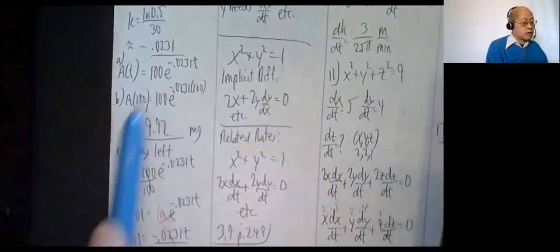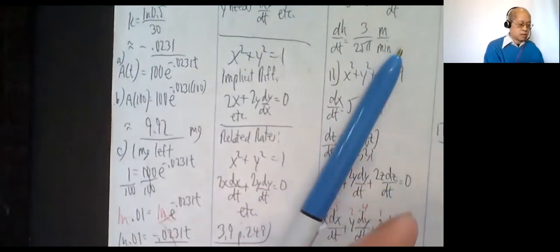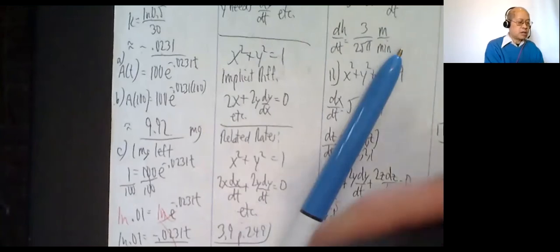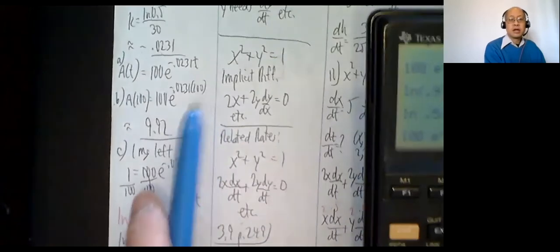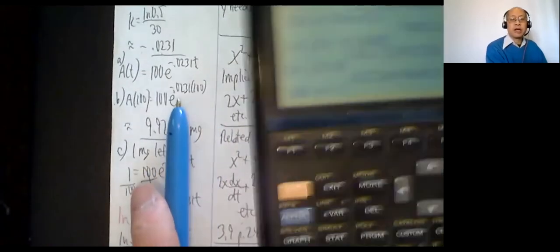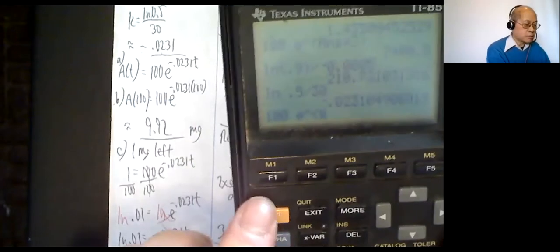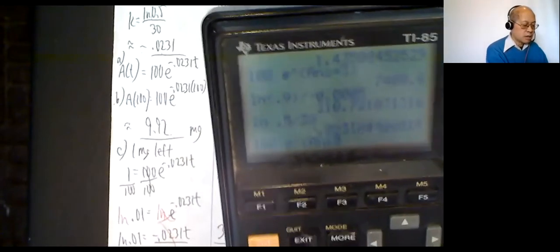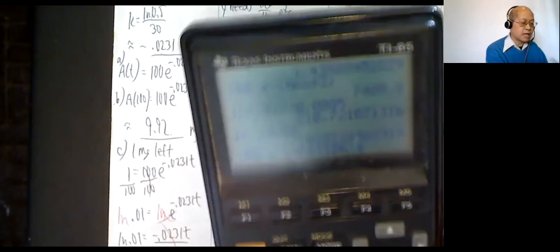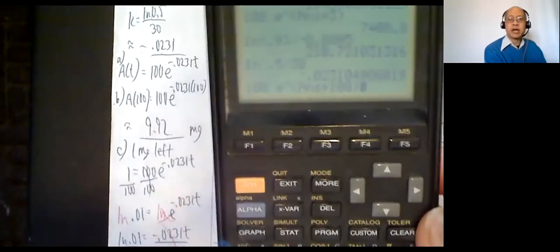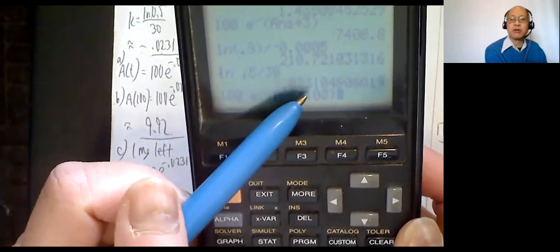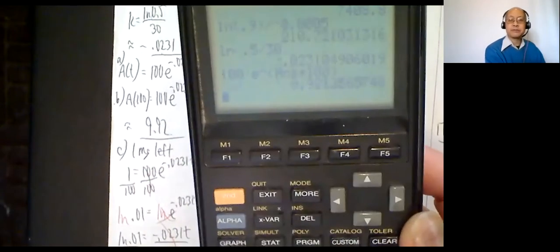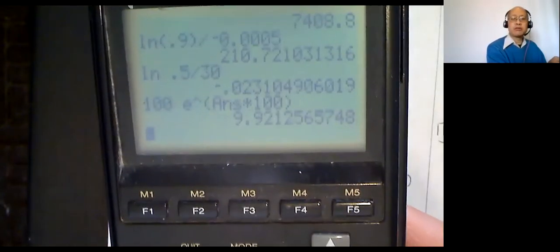So let's see, what do I need? 100, second function, e, parenthesis. In my calculator, the last result stored was negative 0.023 and so on, so I'm just going to hit second function answer times 100. Makes it a lot faster. By hitting answer, it's just like typing in negative 0.023104 and so on. And there it is, rounded off, 9.92.